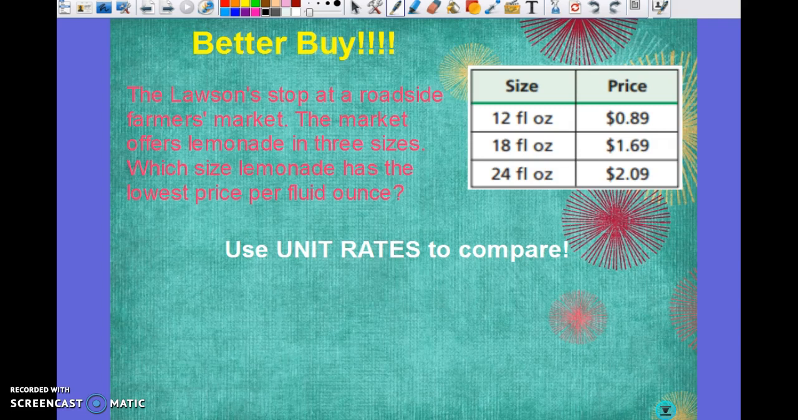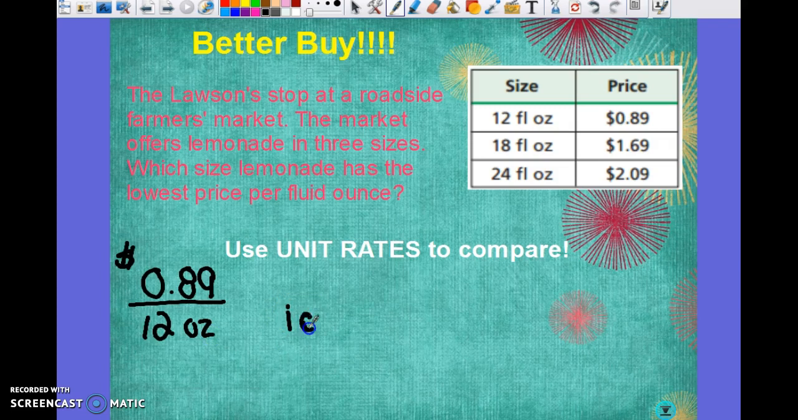If you've ever been to Costco, they have a unit price for things, and it basically says, how much does 1 ounce cost? When we use unit rates to compare with money, we always put money on top. And I always say, just think of this again, like money is on top of the world, you know. So we're going to find out how much the 12-ounce costs per ounce. So we have 89 cents for 12 ounces, and we want to know how much it is per 1 ounce.